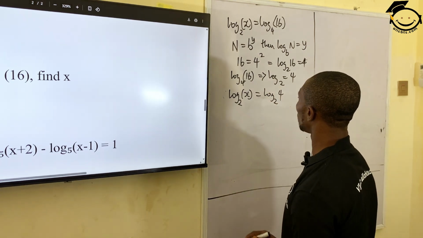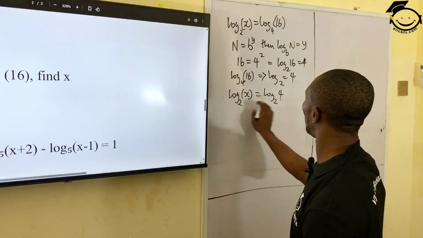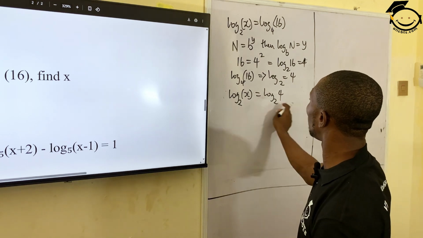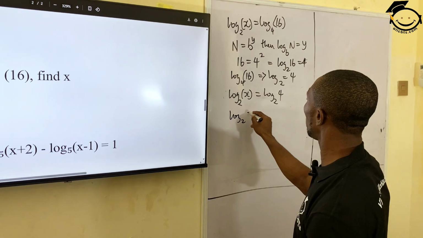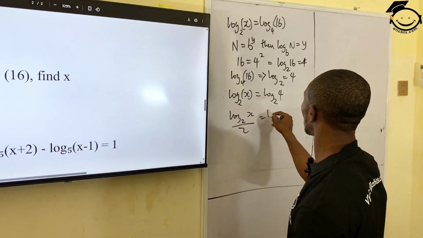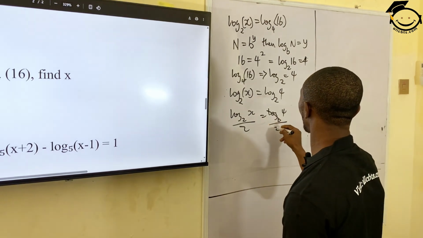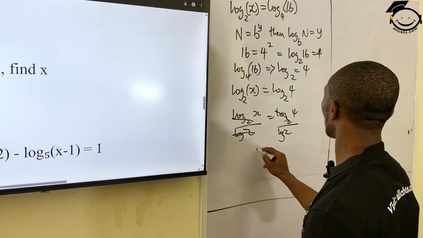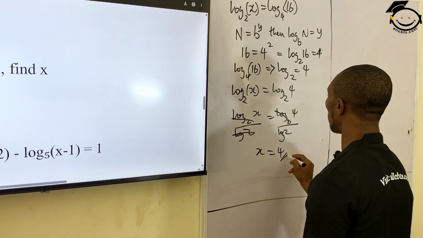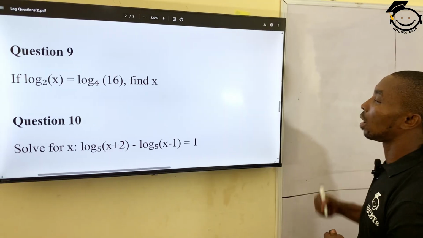Now, this will give us what? Both are in the same log base, so we can now divide both by log 2. So this will become log_2 x over log 2 equals log_2 4 over log 2. This cancels to give us x equals 4. So the value of x will be 4.